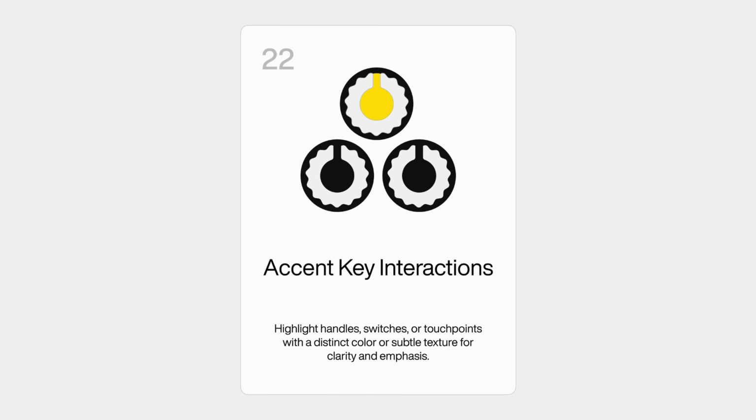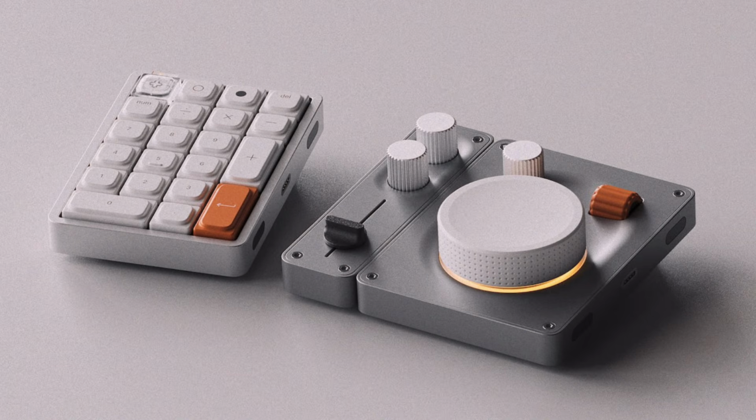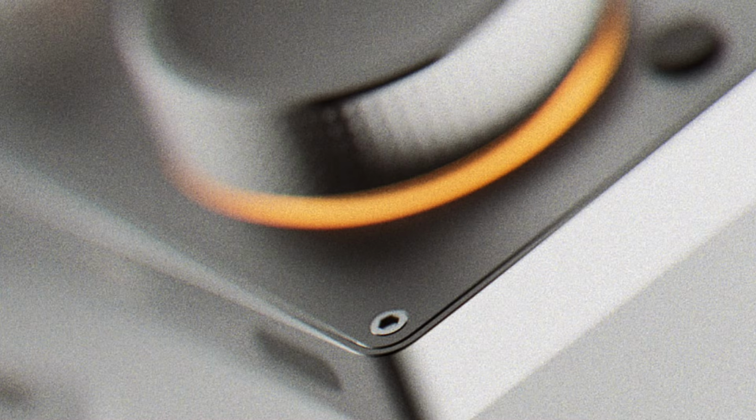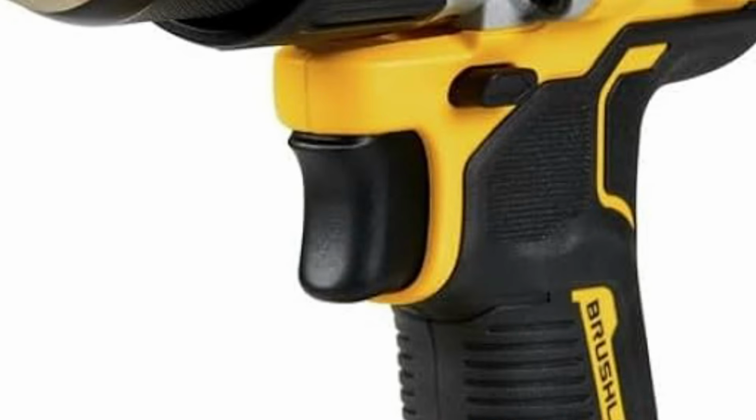This is principle number 22. Accent key interaction points. So key areas where you want the user to press or to interact with an area of the product, highlight it with a pop color, highlight it with a texture. An example would be if you notice certain products will have a highlight ring or an LED ring around the power button. Or maybe for a power tool, for a drill, the button to activate the drill has a texture.